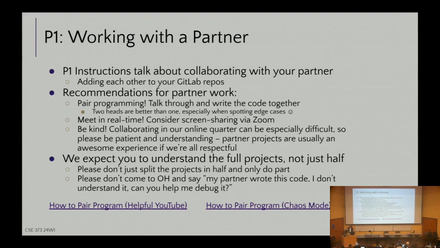So I encourage you all to try. But this is the last time I'm going to soapbox about it. You're adults, figure your own relationships out. Any questions about P1?